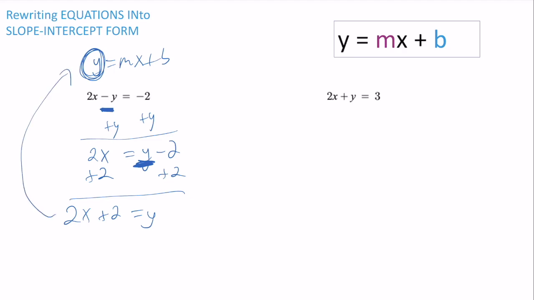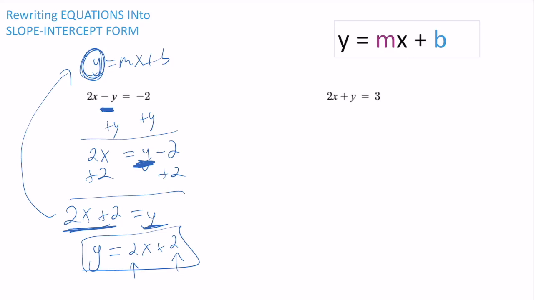Notice we normally write the y on the left side, and that's fine, because 2x plus 2 and y are identical. That's what equals means. So I can put either one on the left or the right, it doesn't matter. That's the same as y equals 2x plus 2. And that is in y equals mx plus b form, where 2 is the slope, and 2 is also the y-intercept. Okay, this one over here.